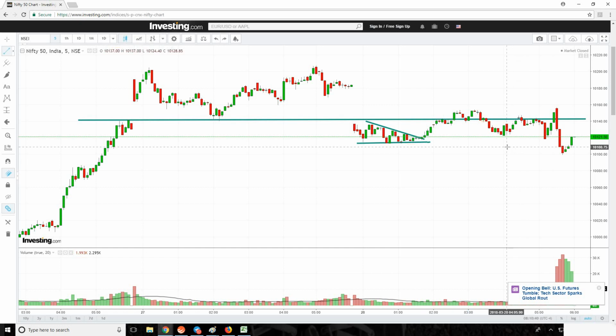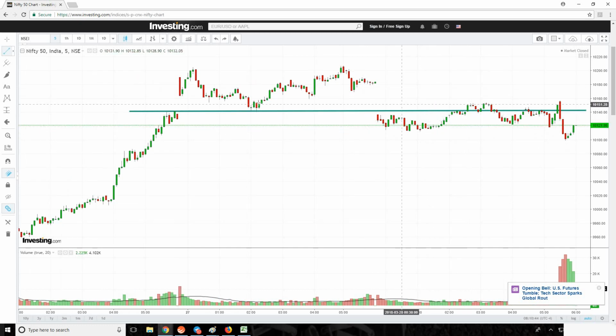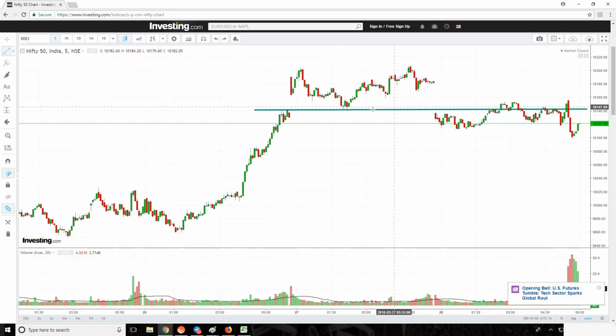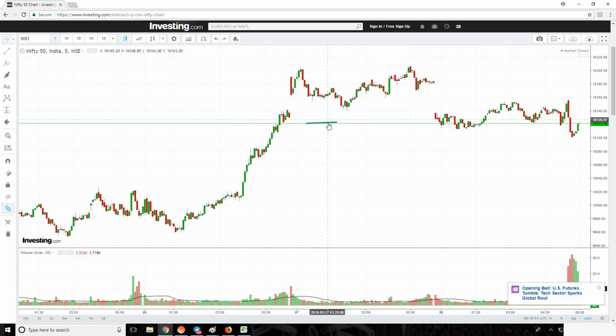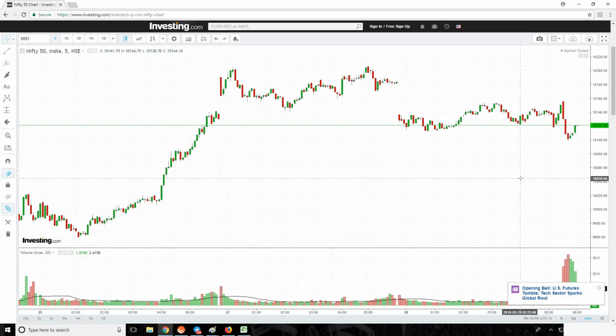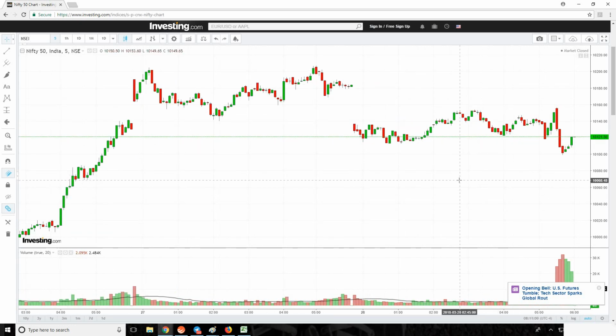Now, one more thing I want to show you. Despite all of these drawings, there was one more formation, a pattern, which was there.